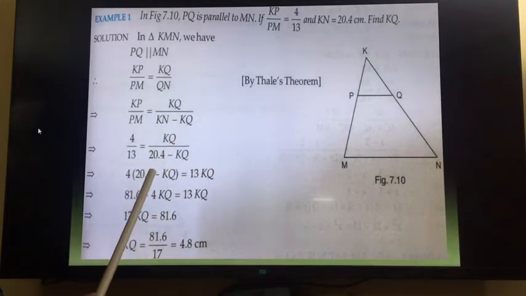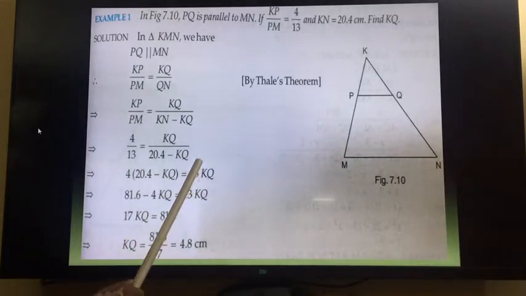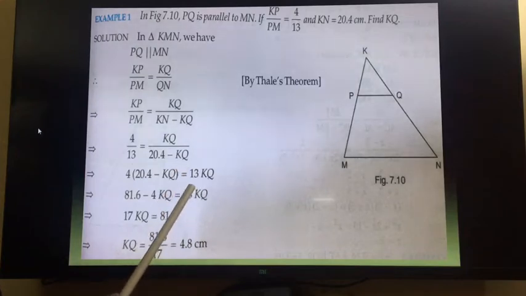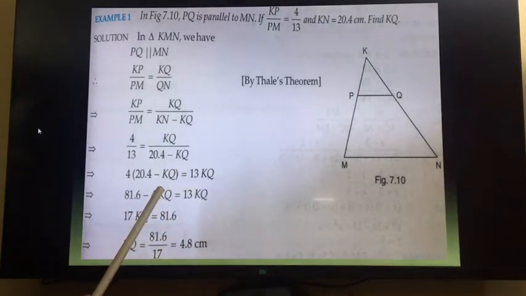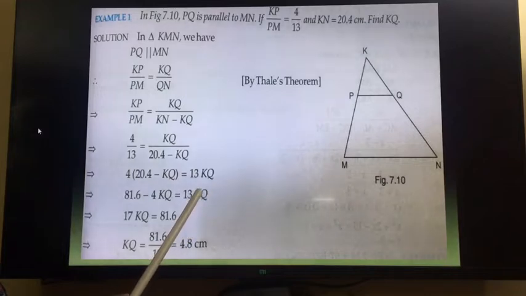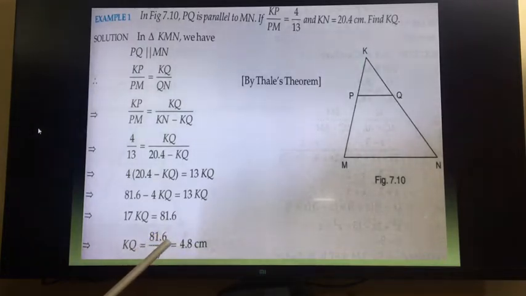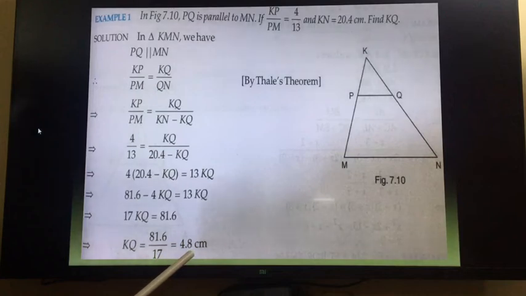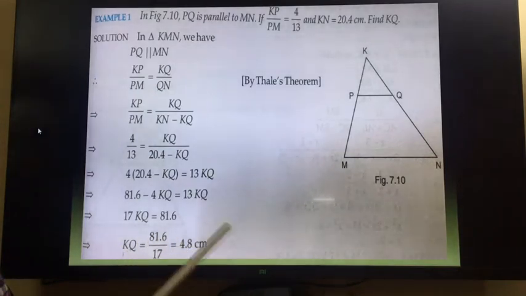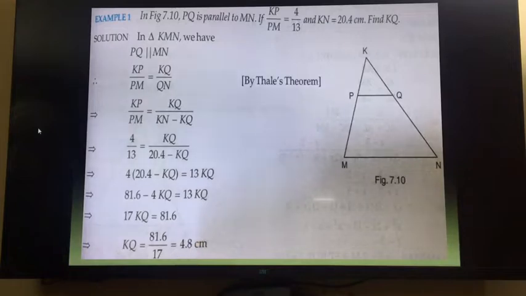So 4 into 20.4, that is 81.6, minus 4KQ is equal to 13KQ. The 4KQ you can transfer to the right side, so you will get 17KQ is equal to 81.6. This will give KQ is equal to 81.6 upon 17, and if you divide 81.6 by 17, you will get 4.8 centimeter. So in this way you can find the value of KQ is equal to 4.8 centimeter, and this is a good question, may come in the exam, and please do it carefully.